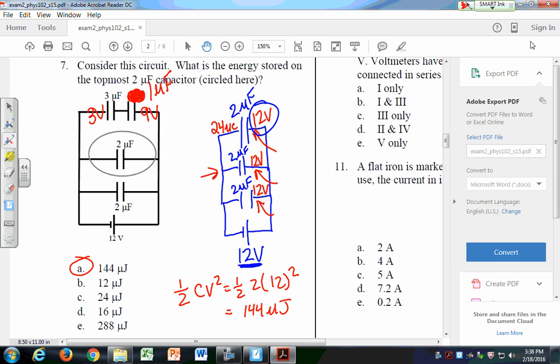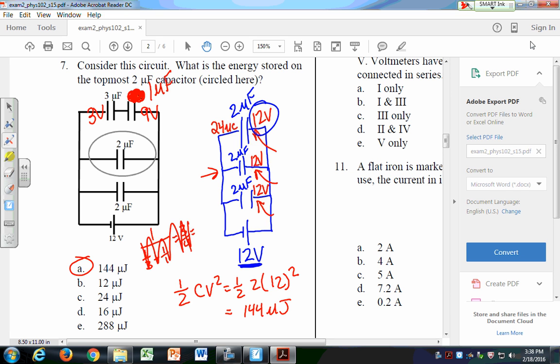Now you see in this one, it's really nice to be able to do it this way, because if I think about the equivalent, it is 1 over 3 plus 1 over 1. That's 1/3 plus 3/3, so that's 4/3. So it's like 3/4, and you start getting into fractions, and it just gets a little more complicated. So that's the equivalent capacitance, and then you have to find the charge. And anyway, the math just gets more complicated.